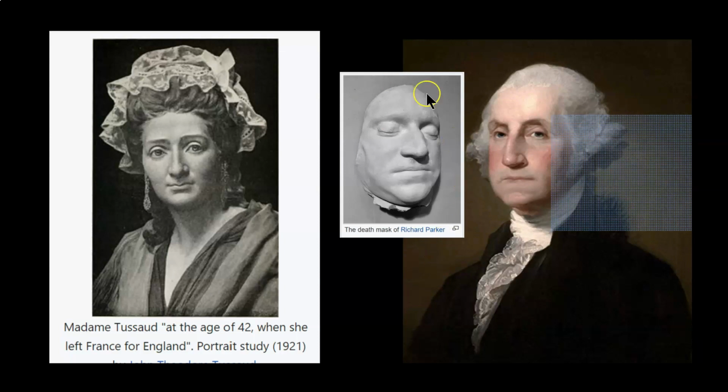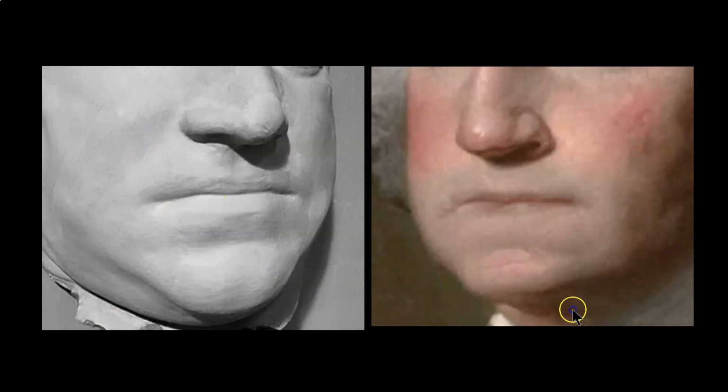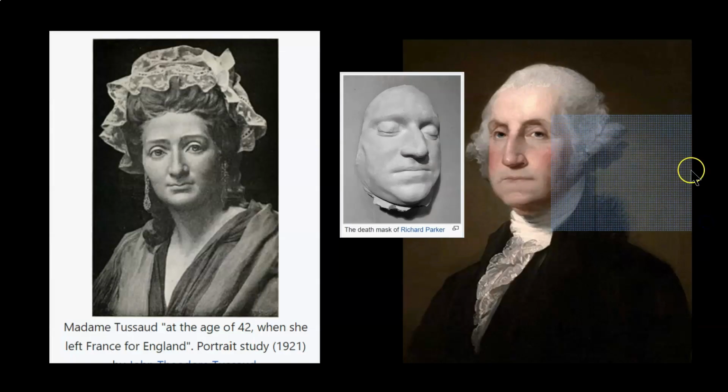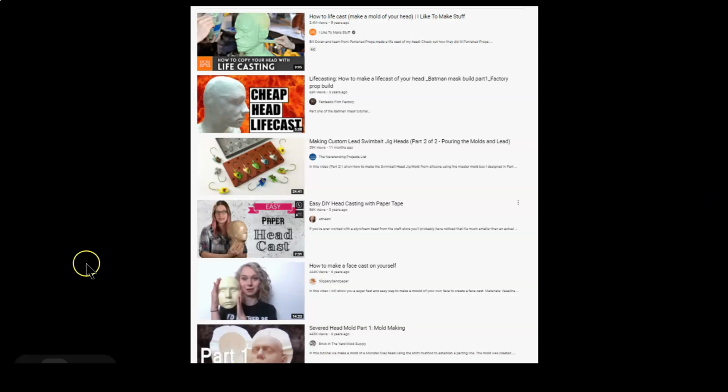Who knows? I don't know, but I think this little bit of comparison clearly shows that Richard Parker looked a hell of a lot like George Washington, or the image that we associate with George Washington may not be George Washington at all. And this begs the question, did Marie Tussaud make plaster molds as well? There are plenty of videos out there on YouTube, do-it-yourself videos on how easy and cheap it is to make plaster molds of your head so you can create your own masks and cosplay and things like that. Or your own movie effects, if that's the way you want it to go, right? It's very easily done today.